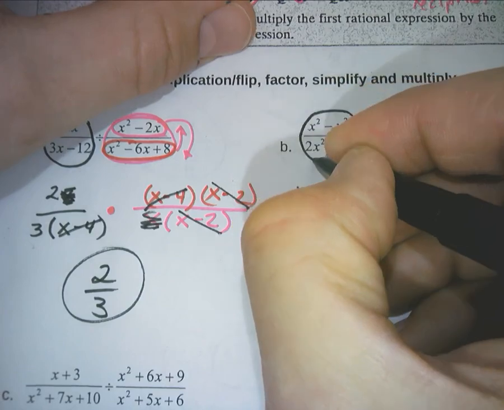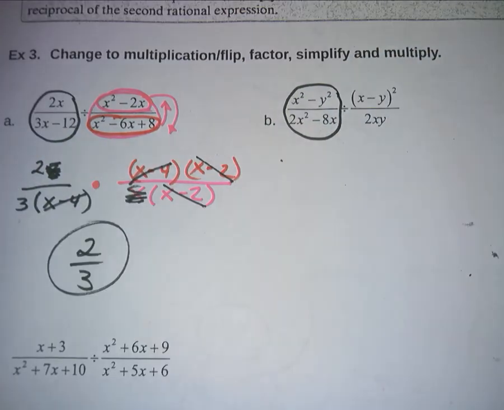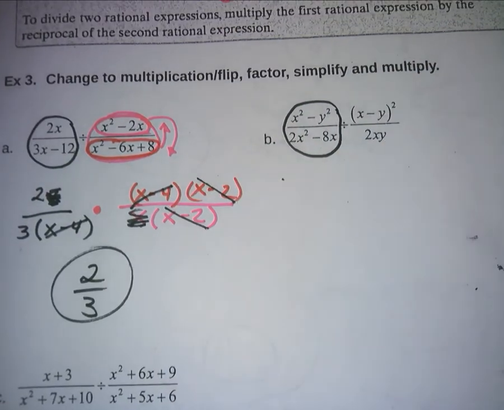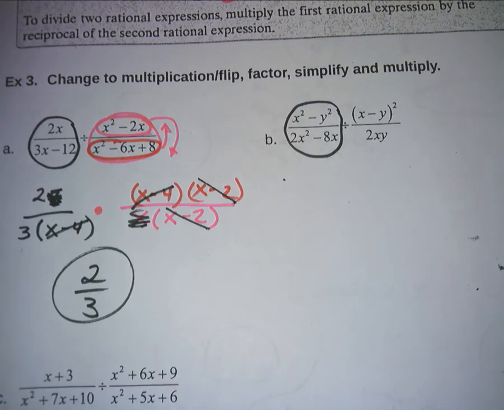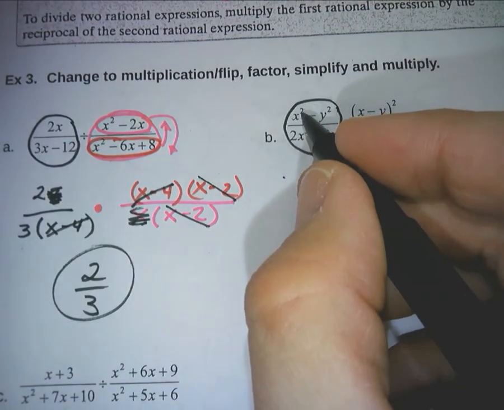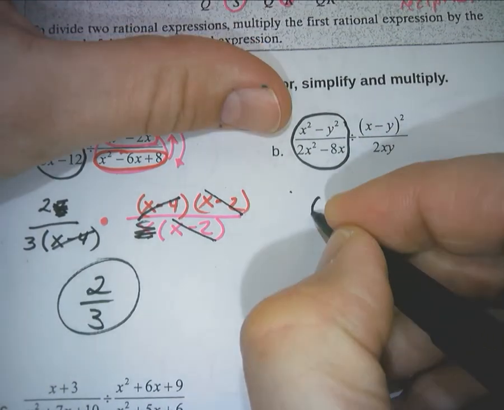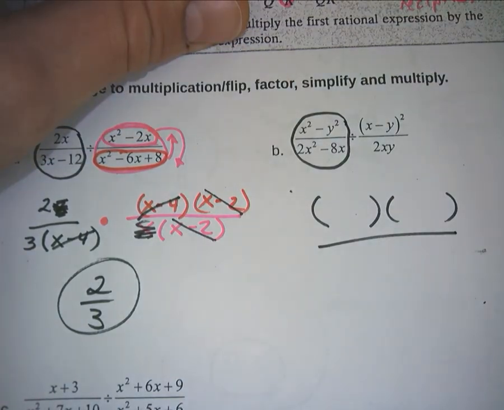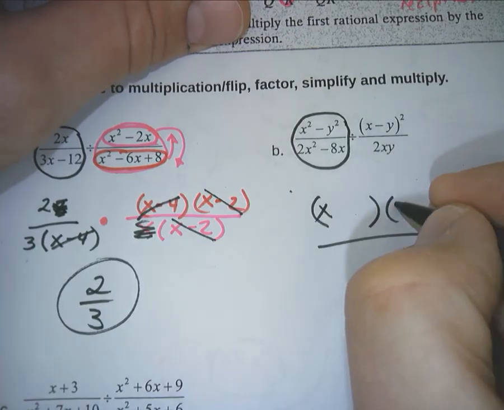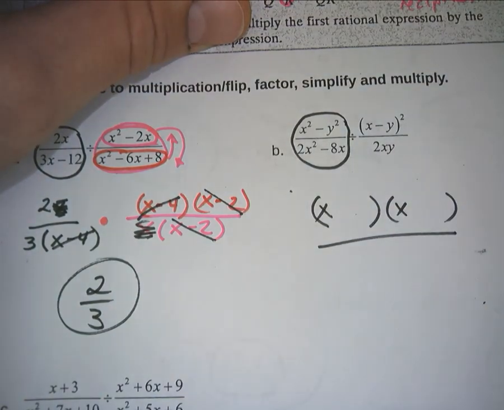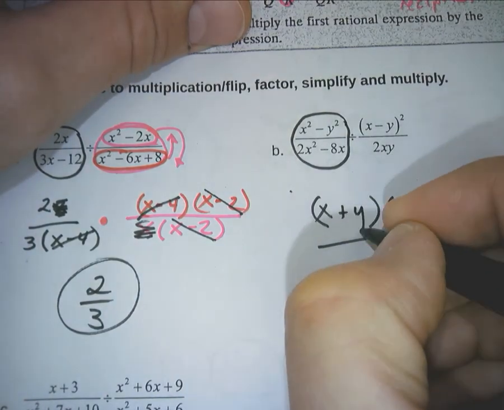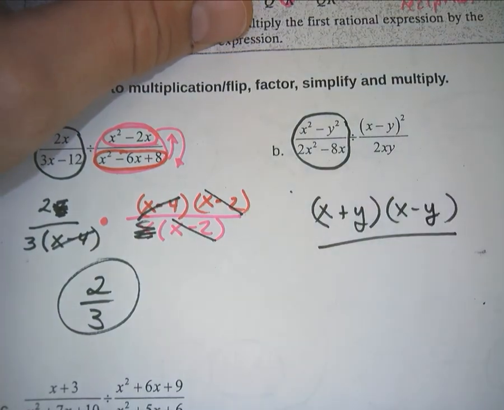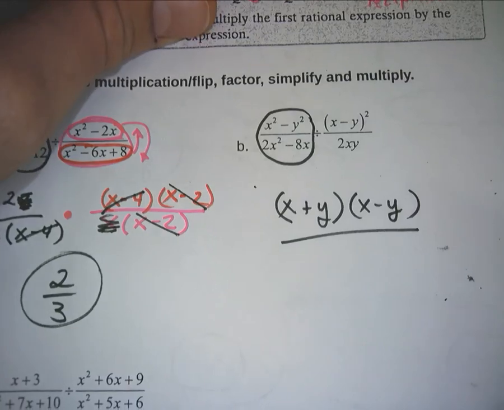I'm taking this fraction, I'm going to factor it. I'm not changing its position. The top is staying on the top, the bottom staying on the bottom. So I take a look, I've got x squared minus y squared. That is a difference of squares. Factors of x squared are x and x. And then factors of negative y squared are plus y and negative y. And that way when we do outers and inners, they're going to cancel.